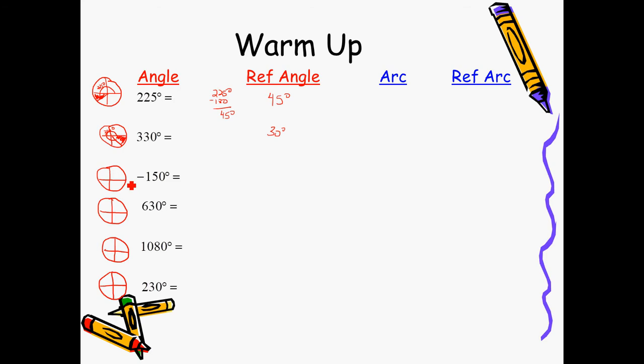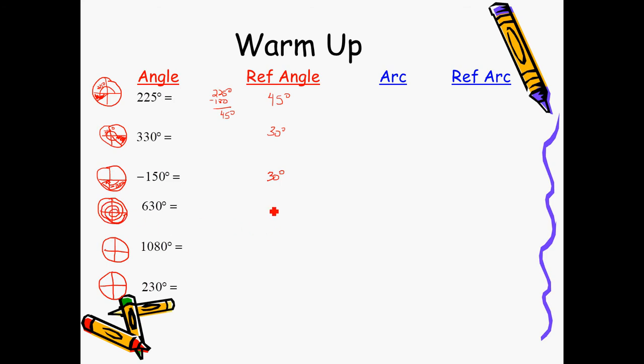Negative 150, negative 90, negative 150. It's a terrible drawing. Negative 150 degrees. Of course, going 30 more degrees gets me to the closest horizontal. Remember, reference angles are always positive. 630, what is that? Well, that's certainly more than 360. There's one 360, two 360s, 720, and this is how many 360s? 630 degrees.